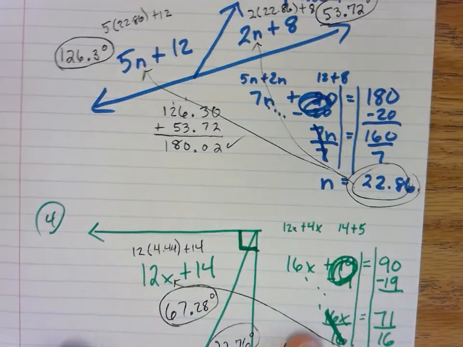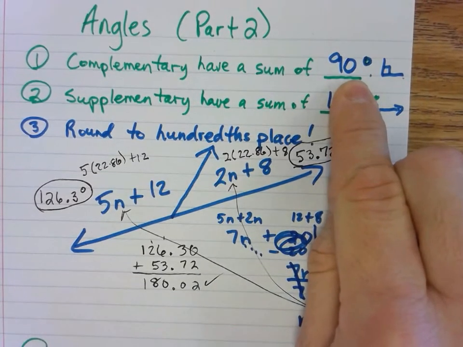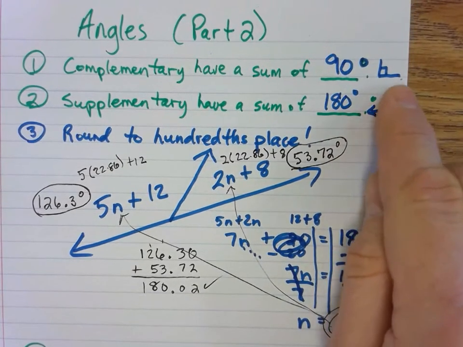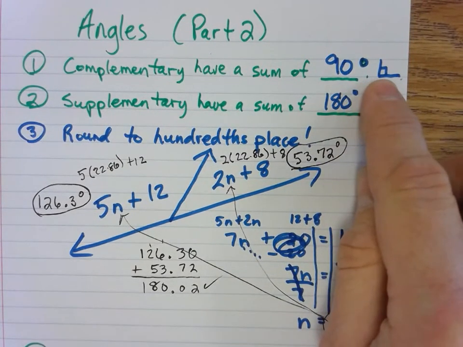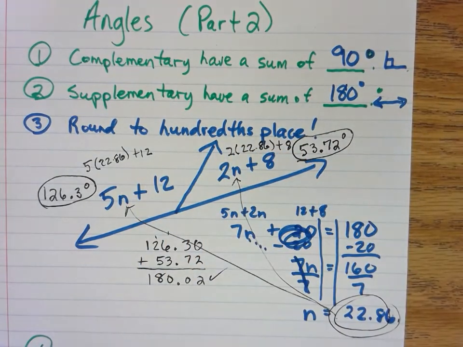All right, so in summary, complementary is 90. Supplementary is 180. If it makes a straight line, it's supplementary. If it makes 90 degrees, it's complementary. Make sure you round it to the hundredths place. When you type in your answers later, make sure you round them to the hundredths place.